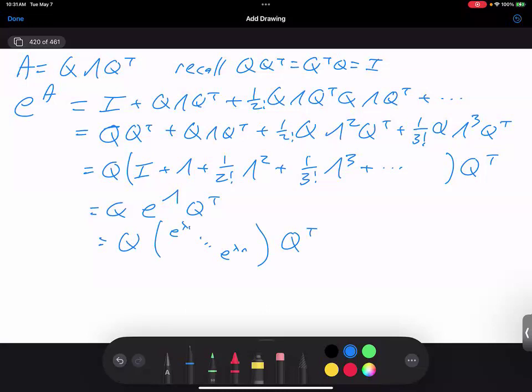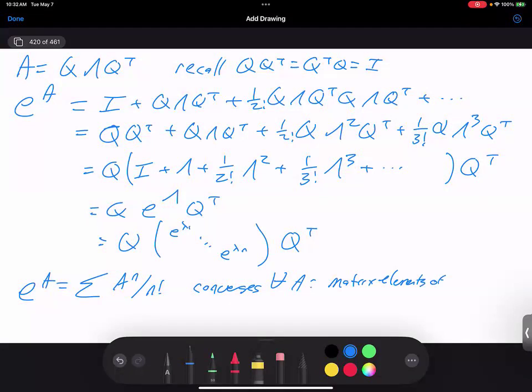In general, e to the A equals the sum of A to the n over n factorial, which converges for all A. The matrix elements of A to the n grow polynomially in n, so they have enough decay from the n factorial. Yeah, the n factorial is going much, much faster.